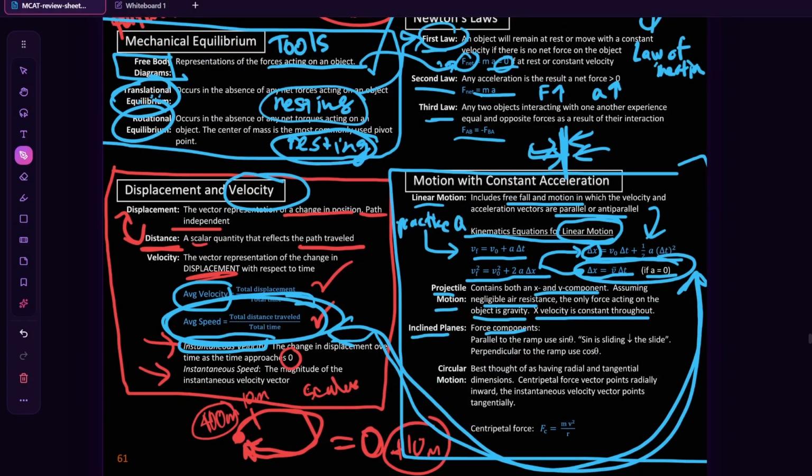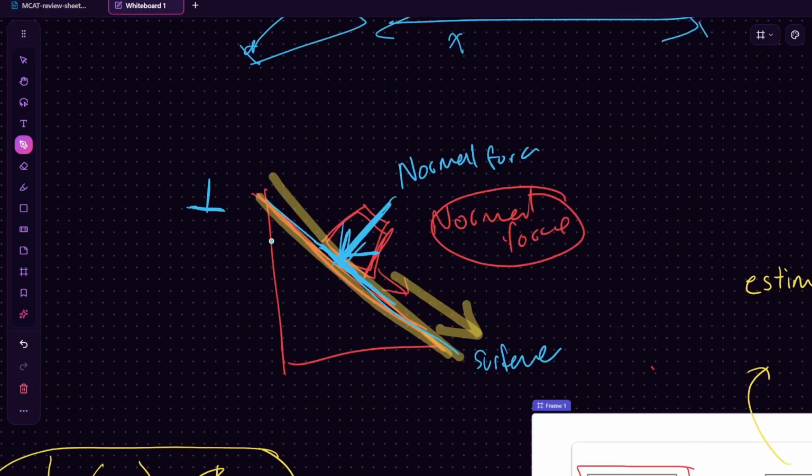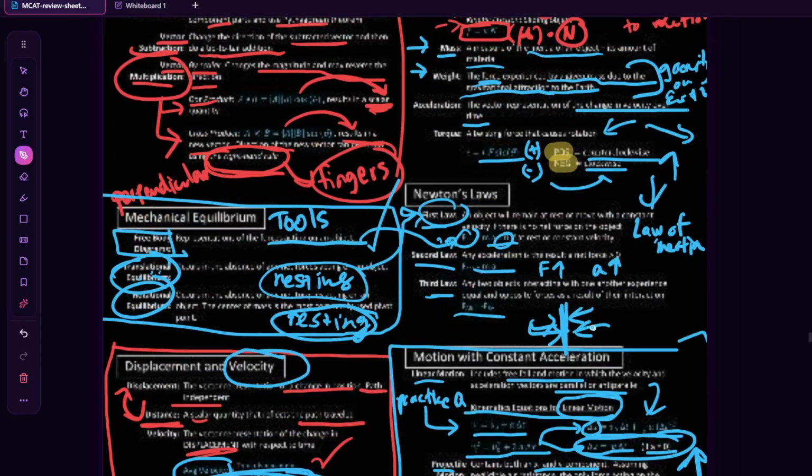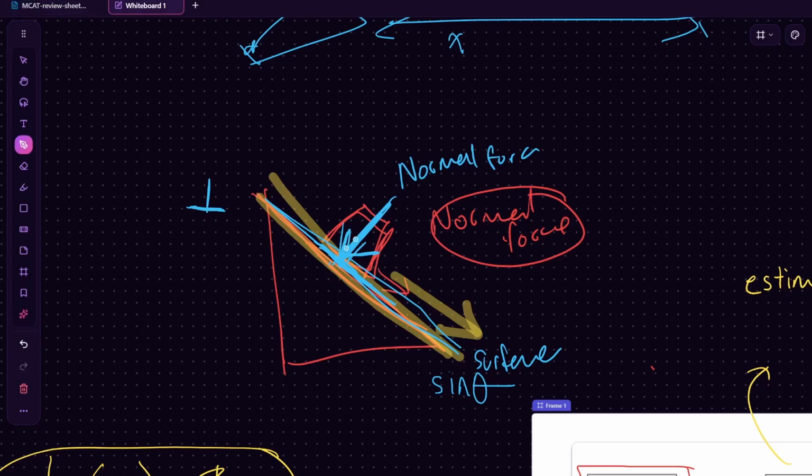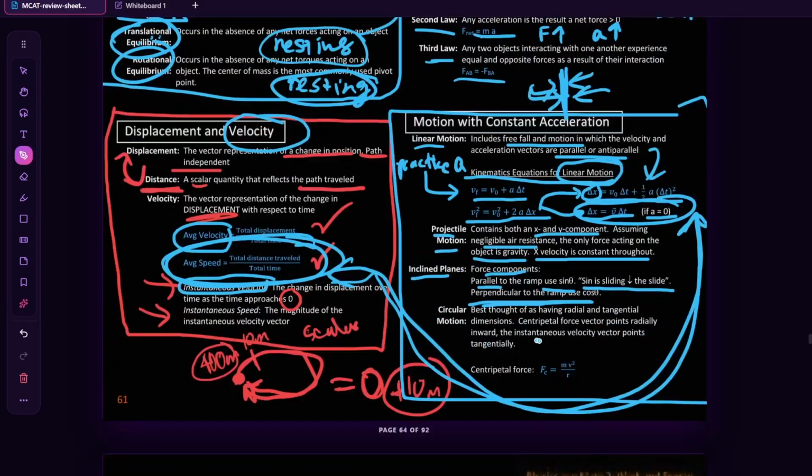So inclined planes, what do I want to say about it? I've drawn pictures of it before. There's a parallel component of a force to the ramp, which is sine theta. So sine is sliding down the slide. And then there's a perpendicular component. So parallel, as I said, is going to be sine theta. And then the perpendicular to the ramp is cos theta. So perpendicular is cos theta. Okay, is that all we have for that one?